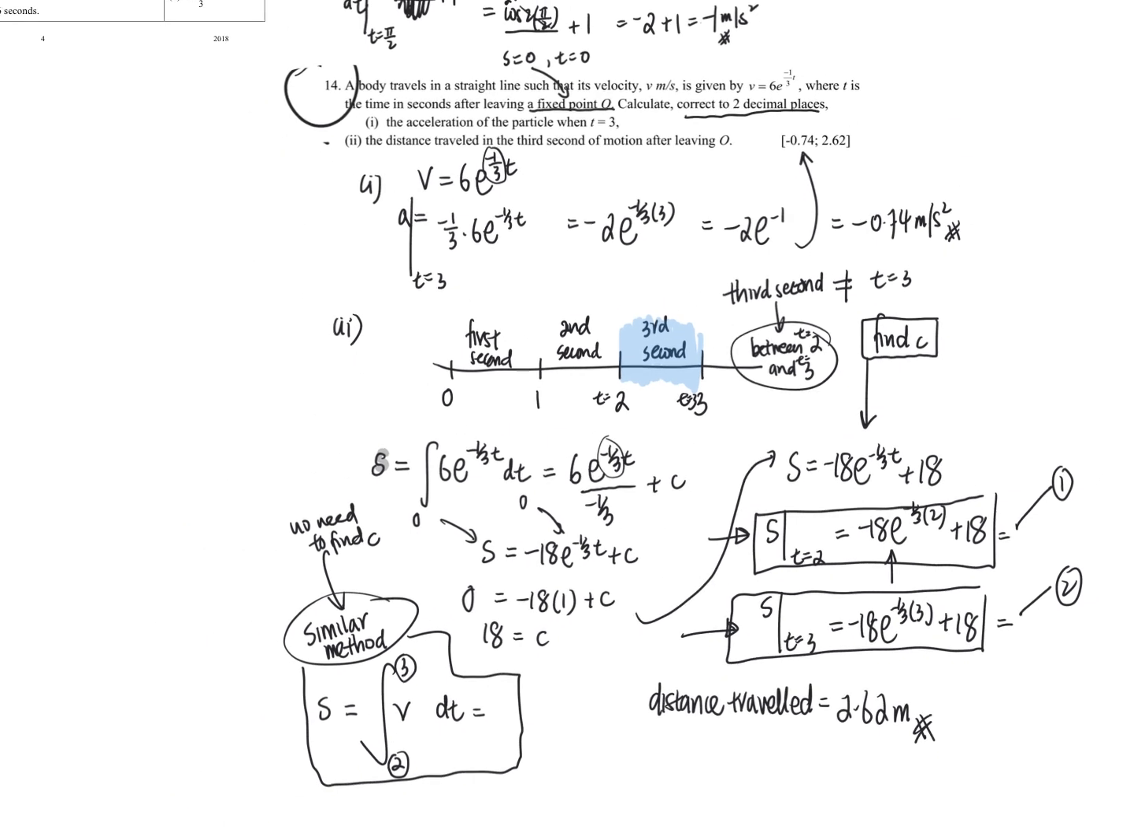Okay. Is there one last one? So if you ask for the second second, between 1 and 2, yes. So if they ask for the 50th second, it's between 49 and 50. You will see in the 10-year series that they asked this question before.